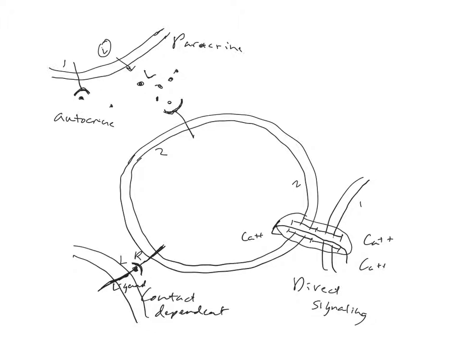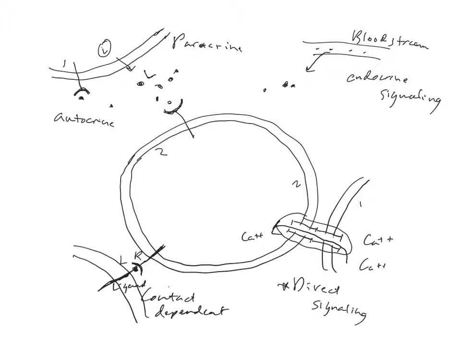If the ligand comes from long distance, through the bloodstream for example, like adrenaline or epinephrine or things like that, then as that is released into the bloodstream, that is called endocrine signaling. So there we have our 5 different types of signaling. We have direct signaling, contact-dependent signaling, paracrine and autocrine, and then the long distance, through the bloodstream, endocrine signaling.